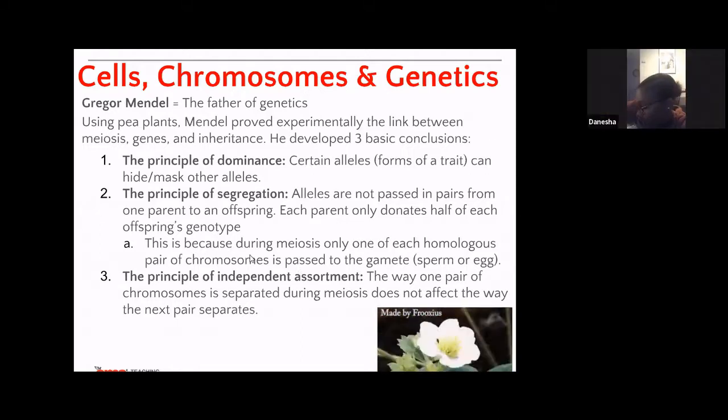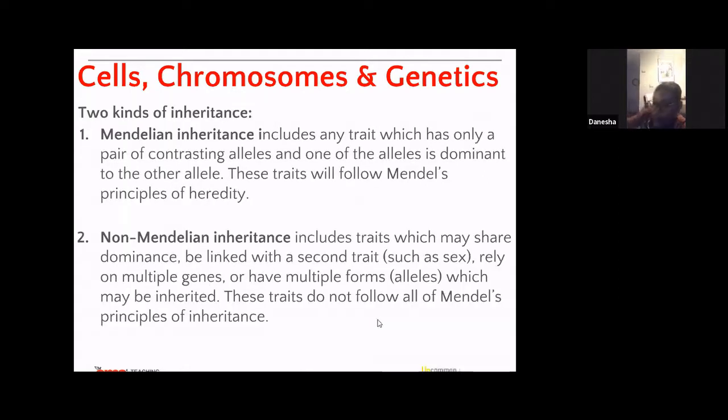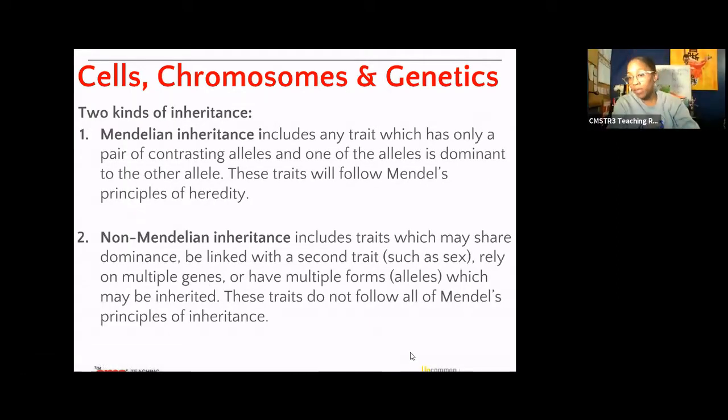Okay. Good. Thank you. There are 2 types of inheritance patterns in genetics. The first type is based on Mendel, so we call it Mendelian inheritance. And then we have non-Mendelian inheritance. We're going to run through some examples of each of these, and then I'll give us about 10 minutes to practice problems in smaller groups, and we'll check in.